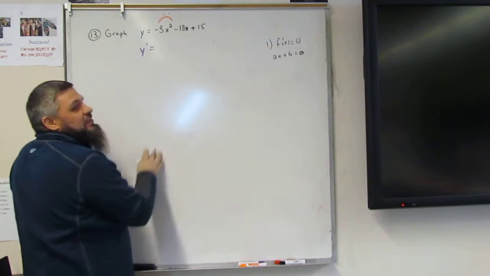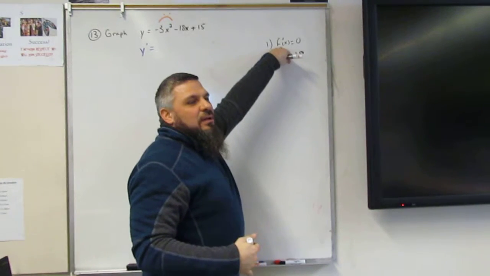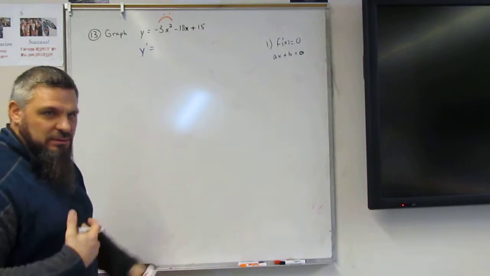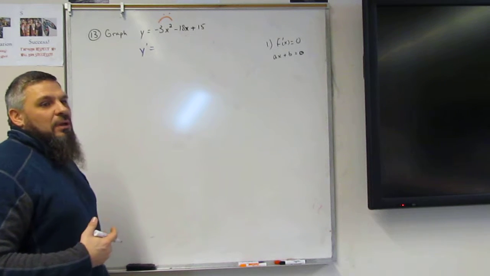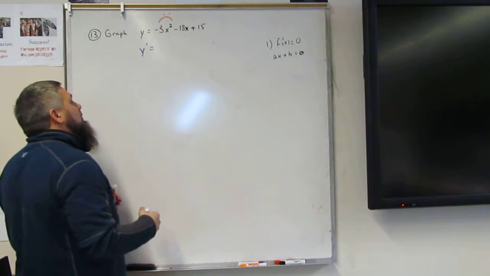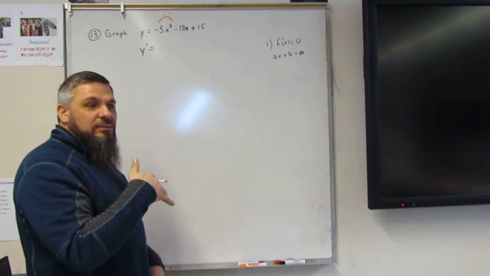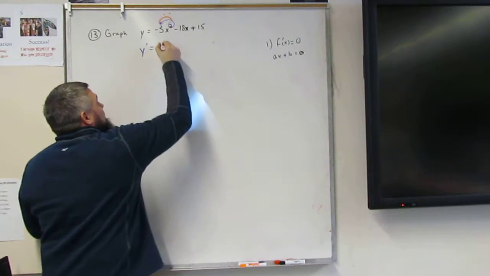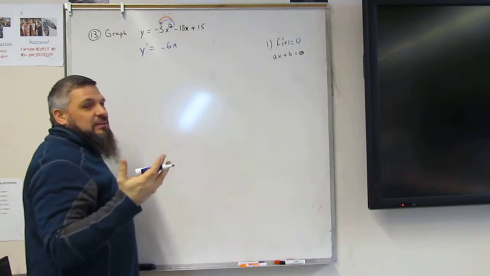Y prime is the same as f prime of x. And next year in calculus, if you take calculus in college, you'll be using y primes a lot. So it's 2 times the negative 3, right? It's just this guy times this, which is negative 6. And then take 1 away from 2, you get x.